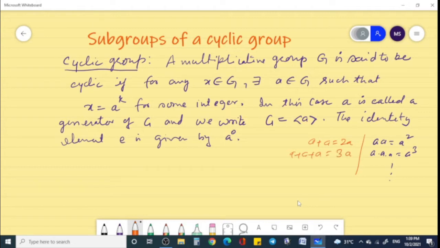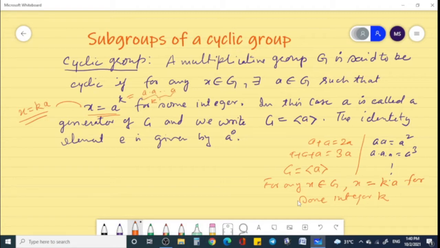So in this way, if G is a cyclic additive group generated by a, then for any x belongs to G, x equals ka for some integer k. So in place of a raised to power k, we will write x equal ka. This is k times multiplication of a, and here k times addition. So this is the difference in multiplicative cyclic group and additive cyclic group.